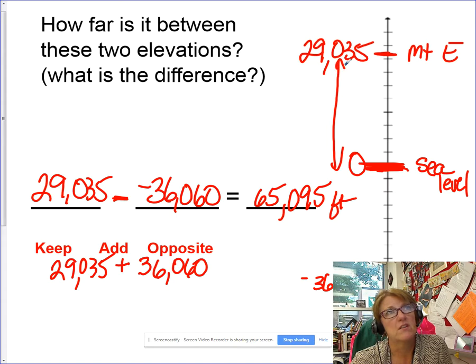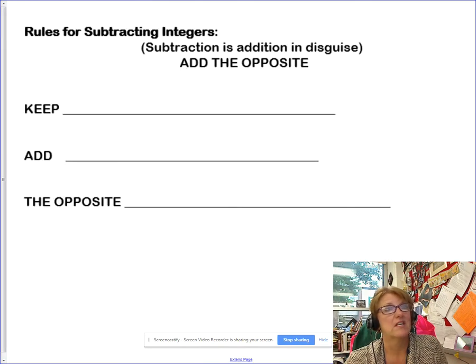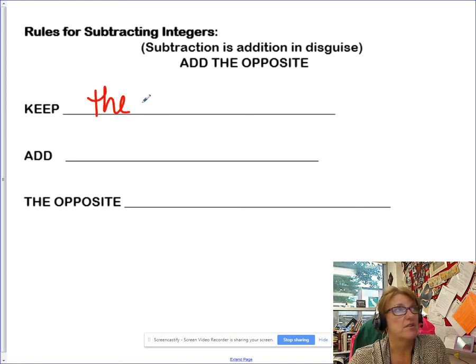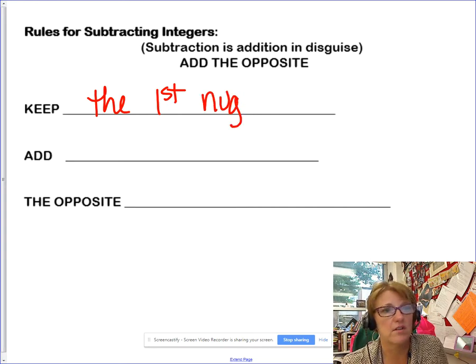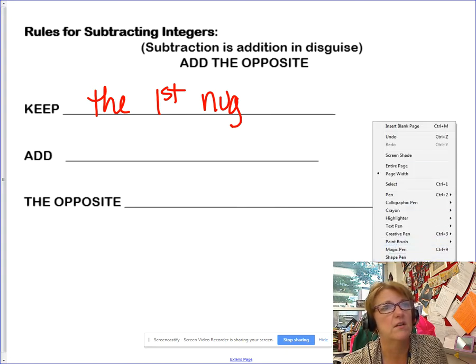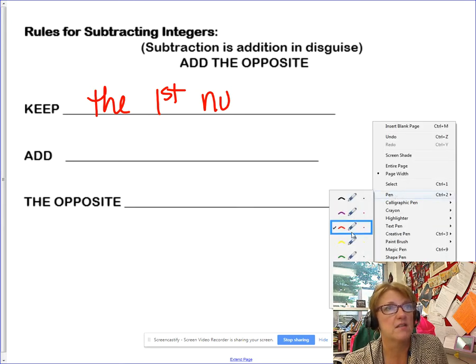That makes sense, because if we were at the top of the mountain, measuring from just here to here, distance is an absolute value. That's 29,035. If I was measuring just from here to here, even though this is a negative number, the distance between there is 36,060. Add the two together. Boom. There we go. So subtraction means keep the first number. That one doesn't change. It's in front of the subtraction sign, so you don't have to do anything. Keep the first number as is.